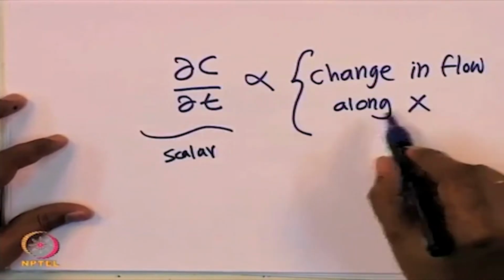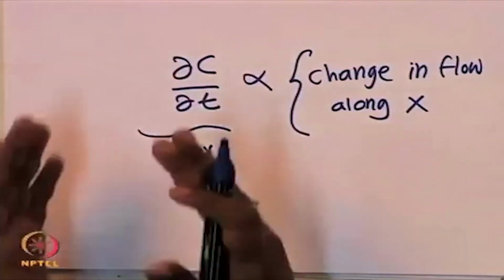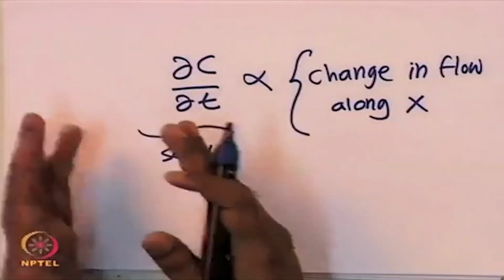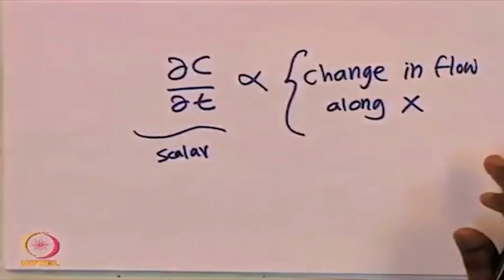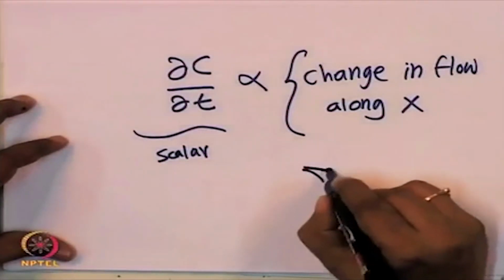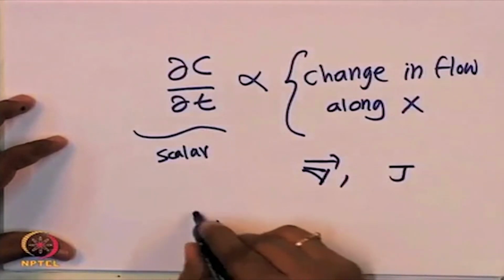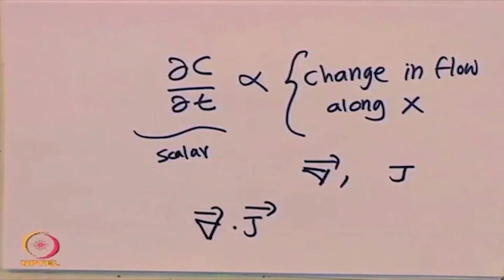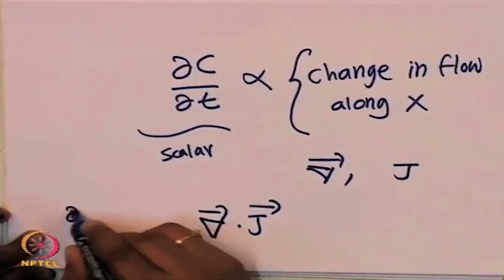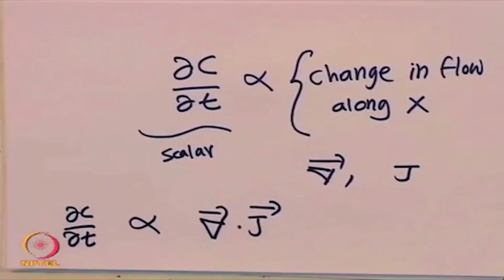So, whatever here, the change in flow along x must also be a scalar, because you can only equate a scalar to a scalar. You cannot equate a scalar to a vector. So, since this is a scalar, this has to be a scalar. So, the scalar with del and j, the only scalar you can produce is the scalar product del dot j. So, del C by del T has to be proportional to del dot j.